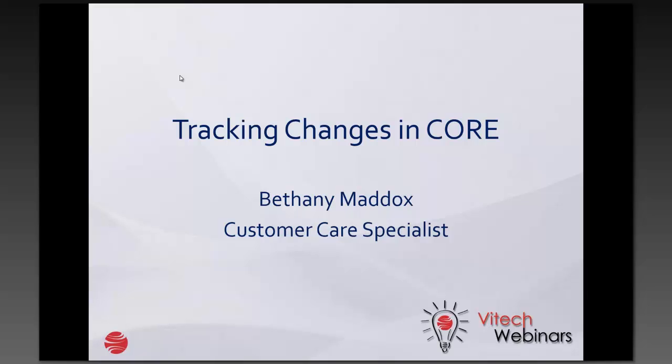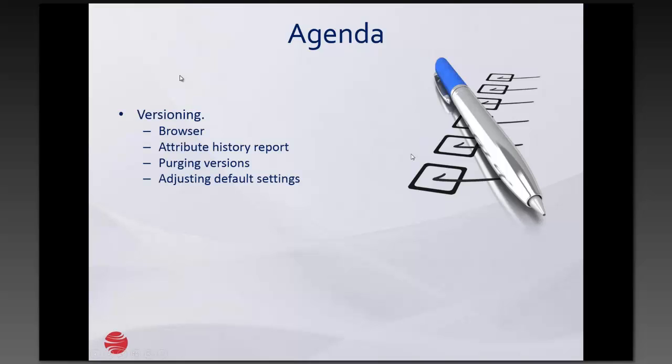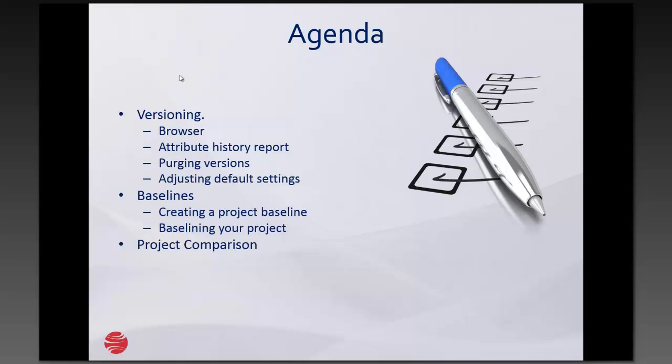Thanks, Eva. I'm excited to be here talking about the many ways that Core tracks changes. Let's take a quick look at the agenda. We're going to talk about versioning and a few different aspects of it. We'll get into baselines. We will talk about project comparison, the audit log, the notification center, and then we'll wrap up with some best practices.